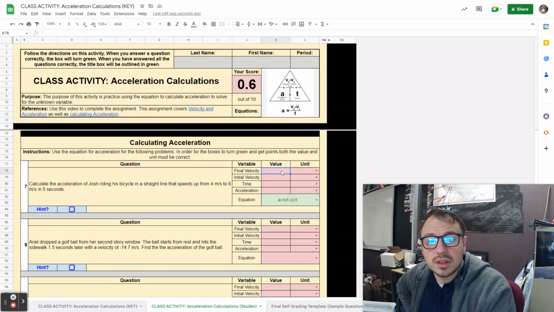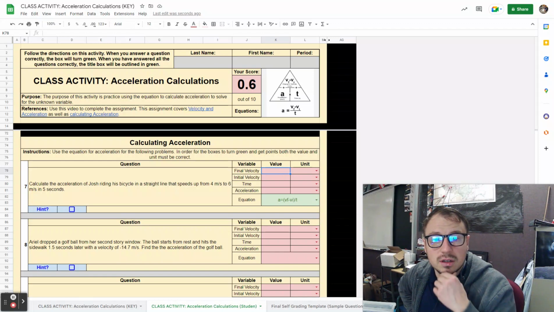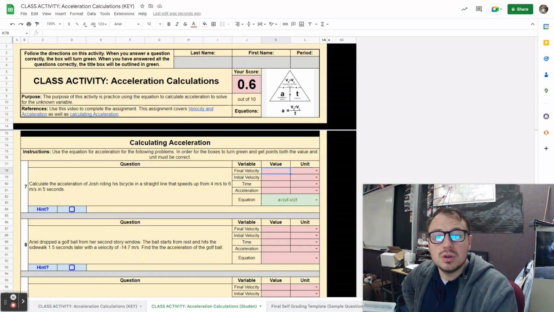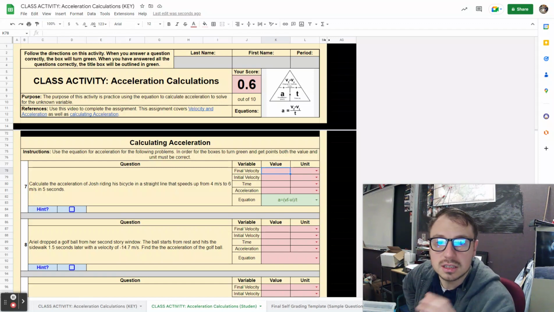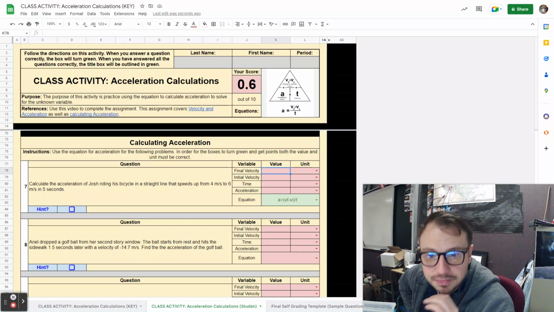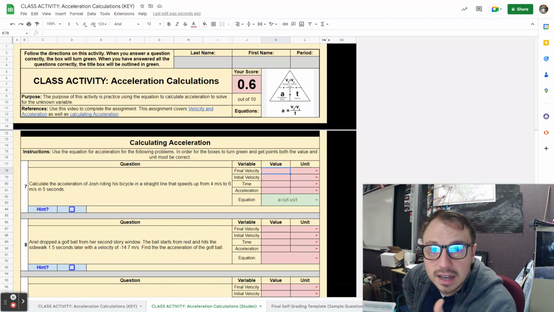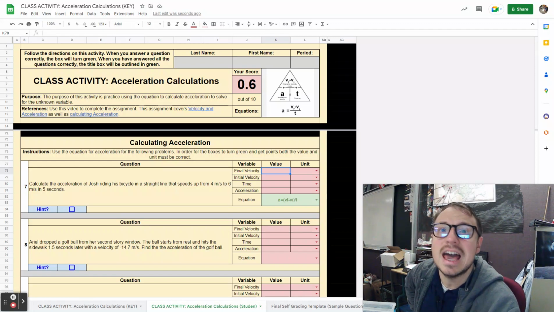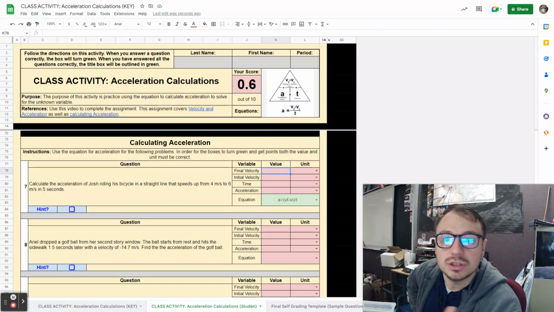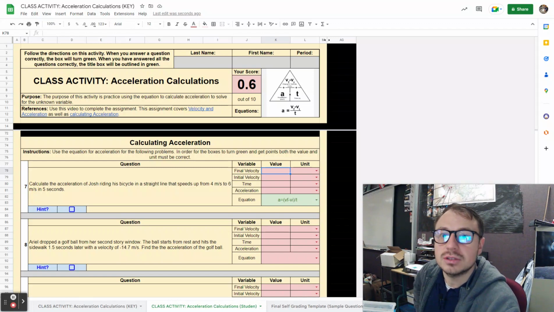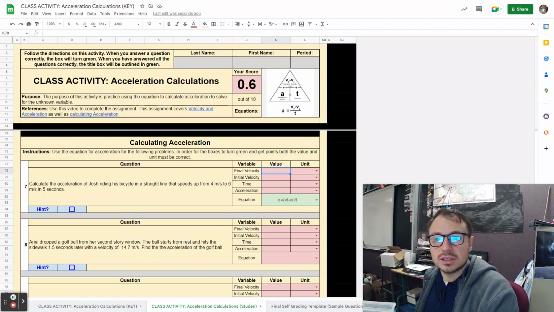Now, in order for the variables to turn green, you have to get both the value and the unit correct. And points will be awarded when you get the whole thing. So let's take a look at this. Now, final and initial velocity, think about telling a story, right? The final velocity is how fast is that object traveling at the end of this story. And the initial velocity is how fast was it going at the beginning of that story.